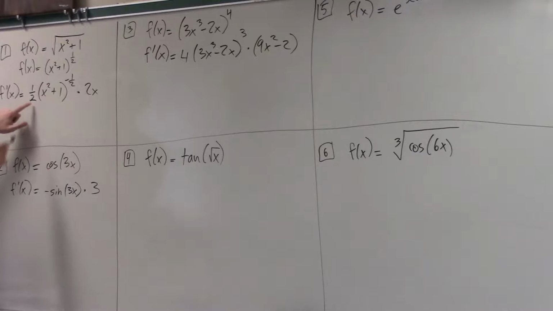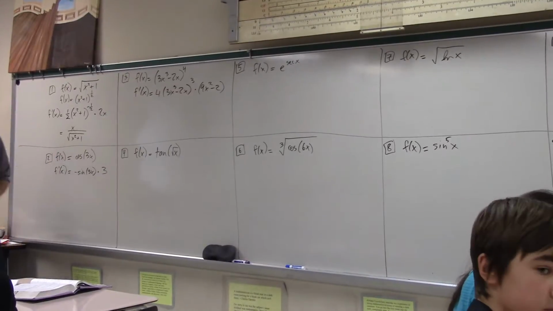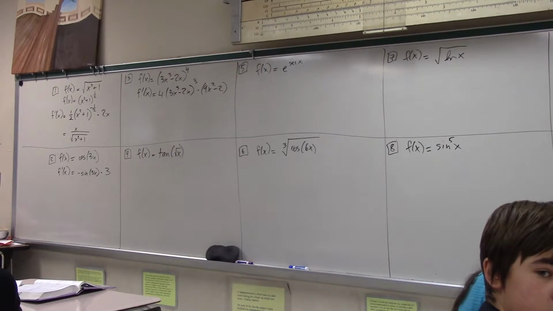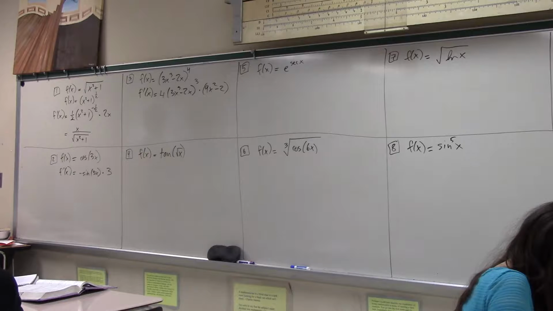I forgot about that. Yeah, one half cancels with the two. And then what we end up with is x over root x squared plus 1. Yeah, good. For number 3, do we need to do it? There's really not much to do here, so can I just leave it? You can, like... No, don't expand it out. That's terrible.